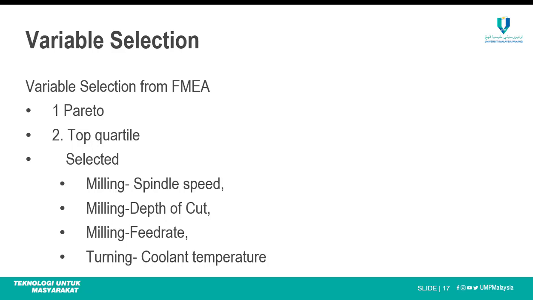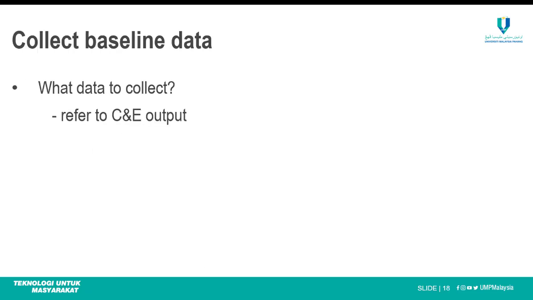Okay, so based on the previous video, we have selected spindle speed, depth of cut, and feed rate for the milling process, and also coolant temperature for the turning process to be further investigated in the analyze phase. And before that, we also need to conduct some data collection for us to have the baseline data. And basically, what type of data do we need to collect?